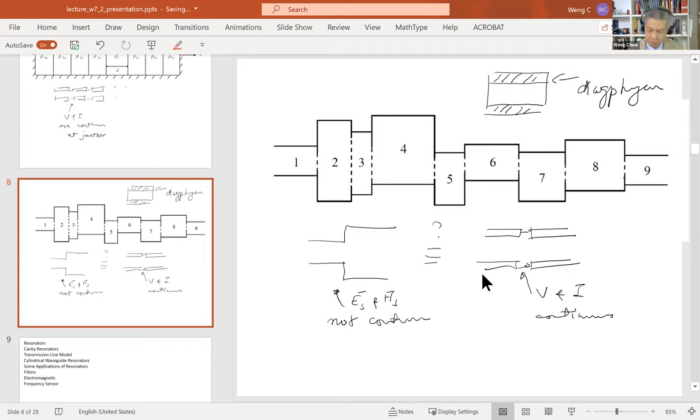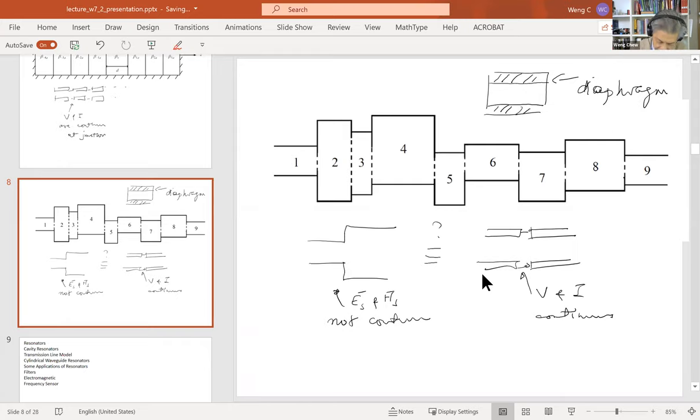I'm not sure if I spelled diaphragm correctly. Maybe it's spelled like this, diaphragm, okay? And then the current will be induced on these diaphragms to give rise to inductive and capacitive effects, and the junction cannot be modeled very simply.